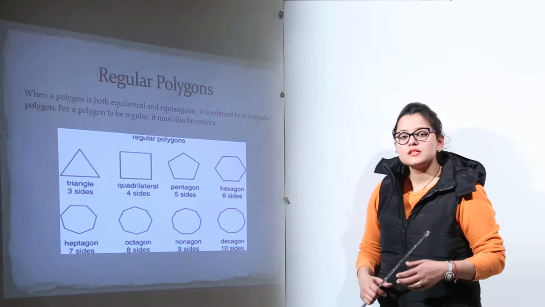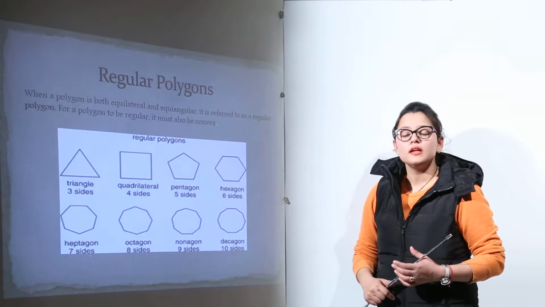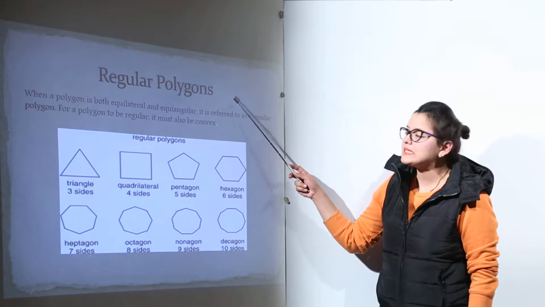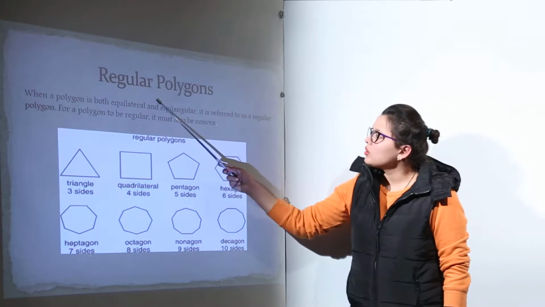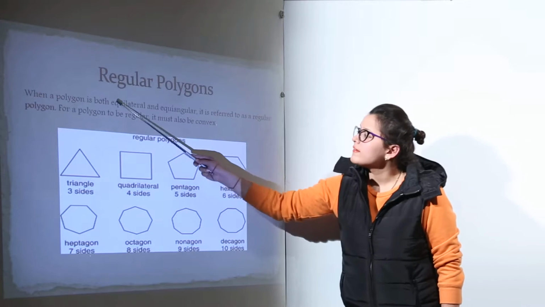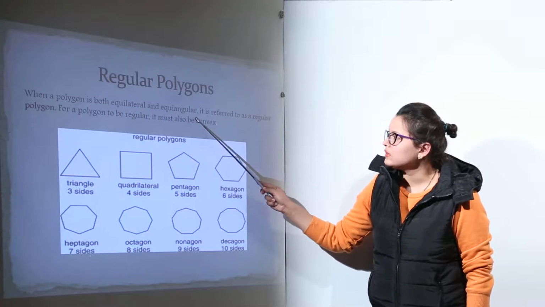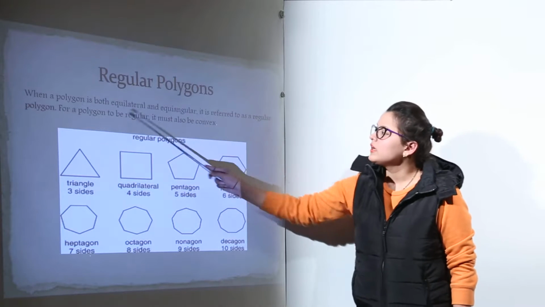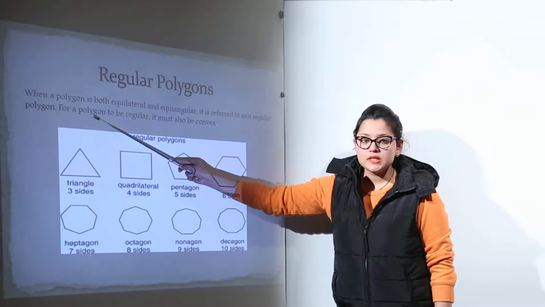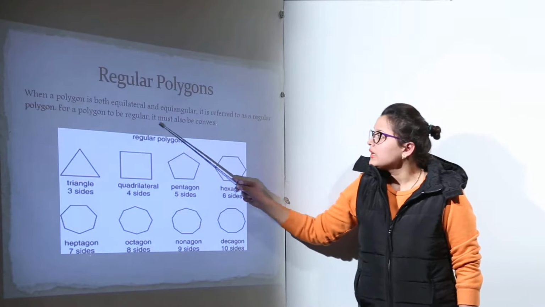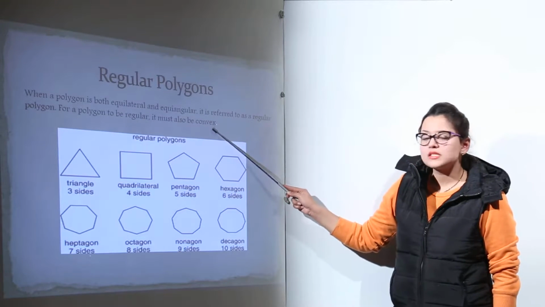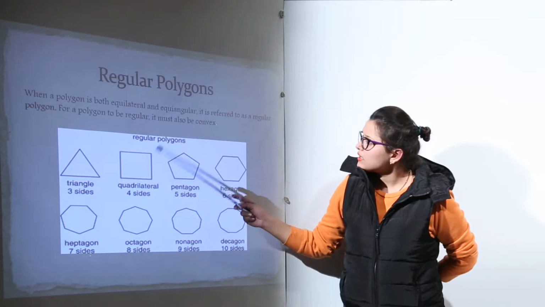Now, as we discussed the difference between regular and irregular polygons, let us do them in detail now. So, what are regular polygons? When a polygon is both equilateral and equiangular, it is referred to as a regular polygon. That means for a polygon to be regular, it must also be convex. Understood? Now, let us check.